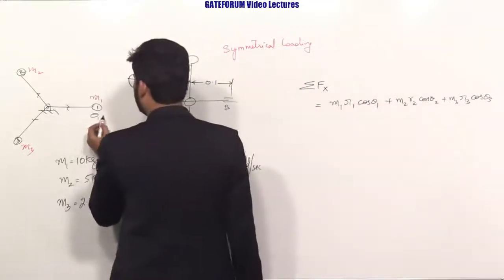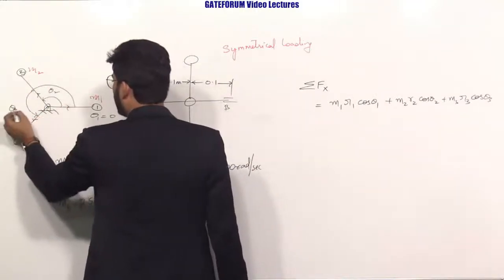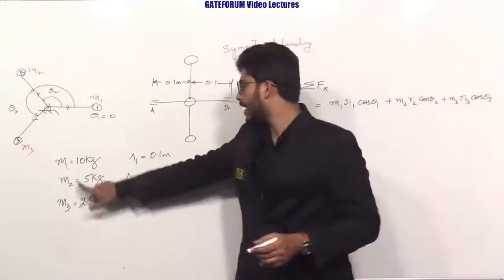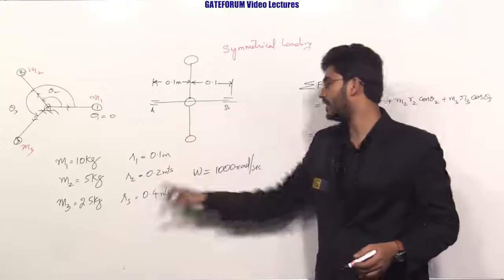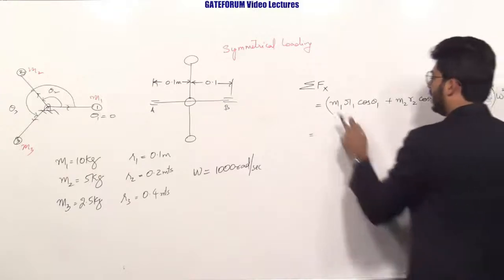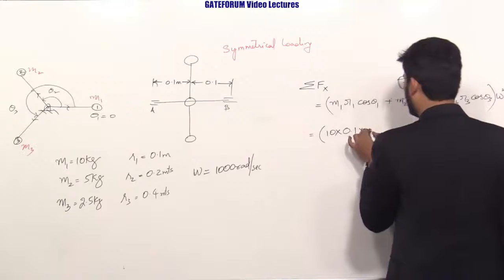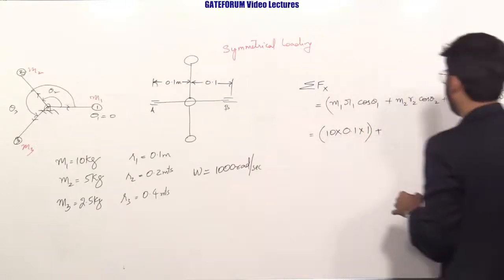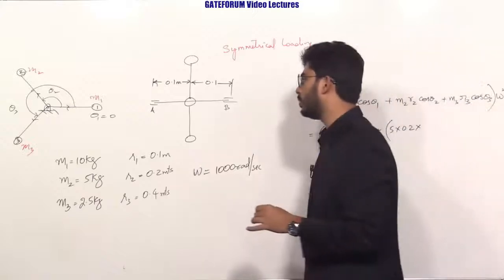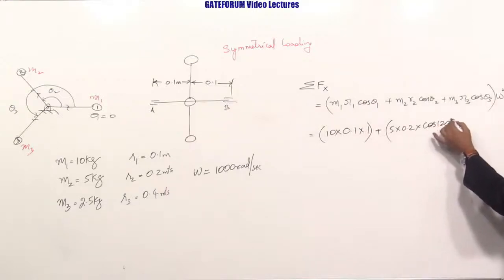Here theta 1 is equal to 0 degrees, this is theta 2, and this is theta 3, which will be measured from the first one. So now I can write this as m1 is given as 10 kg, m2 is 5, m3 is 2.5. Similarly R1, R2, R3 are given, and omega is given. This I multiply with omega square. So m1 is 10 kg, 10 into the radius 0.1 into cos 0, which is 1, and next m2 is 5 into 0.2 into cos of the angle subtended between them, 120 degrees.